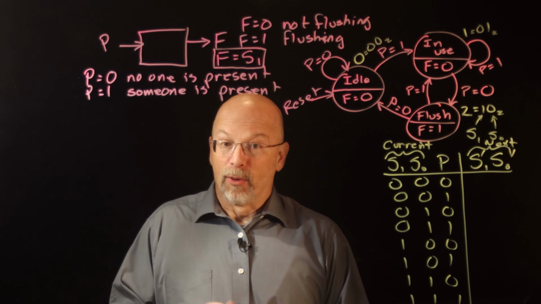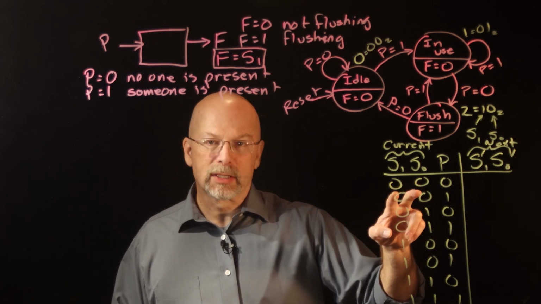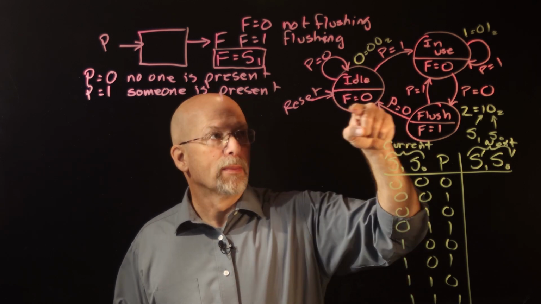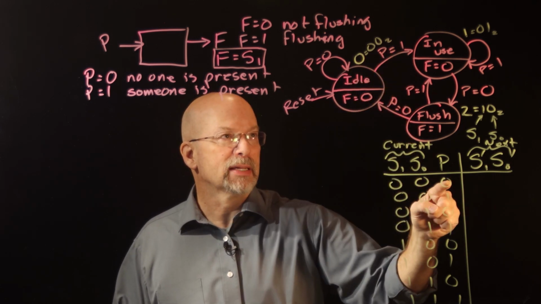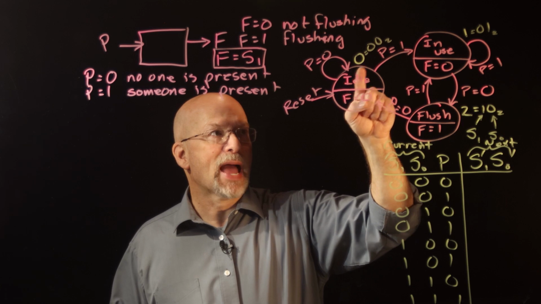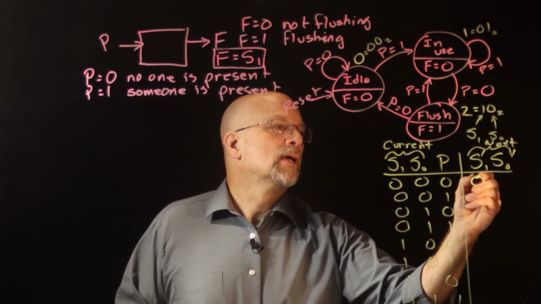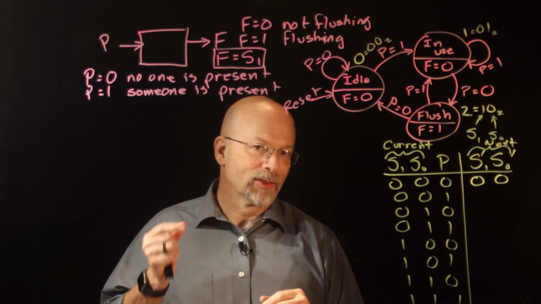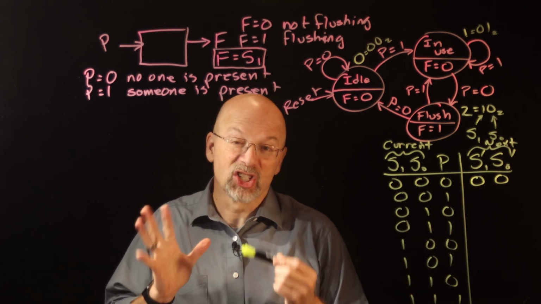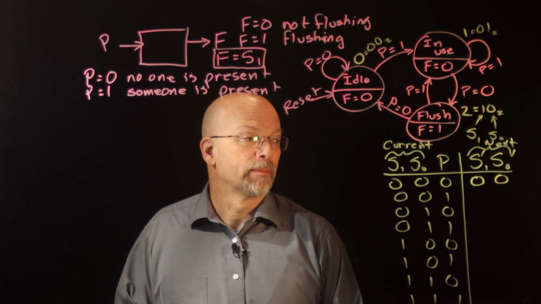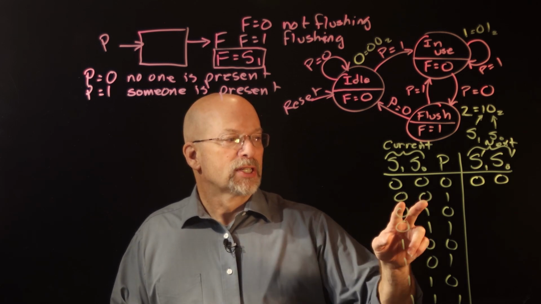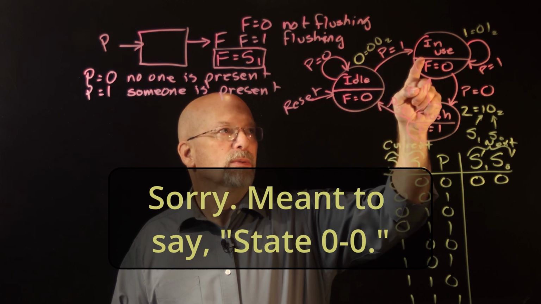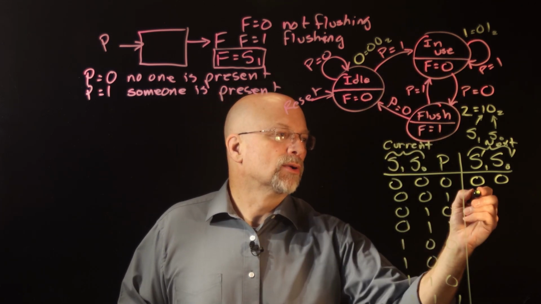All right. And really, it's just a matter of saying, when I'm in this state and the input's that, where am I headed? So when I'm in state 0, 0, and P is equal to a 0, I'm headed back to state 0, 0. So as long as I'm in state 0, 0 and P equals 0, and I keep getting those clock ticks, I'm going to stay in state 0, 0. Now, state 0, 0, P is equal to a 1, I'm headed off to state 0, 1.